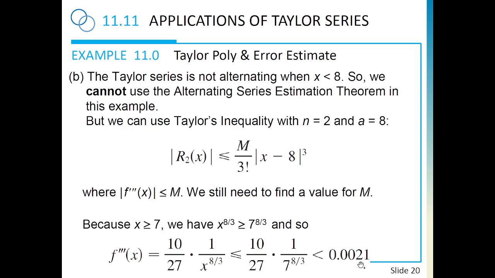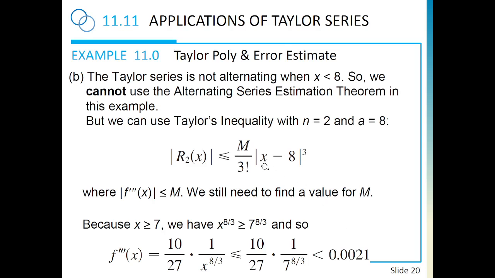So here is a number. If we use this number as m, we are good to go. We have that the third derivative is smaller than this number here. So that's all the work that is required here.